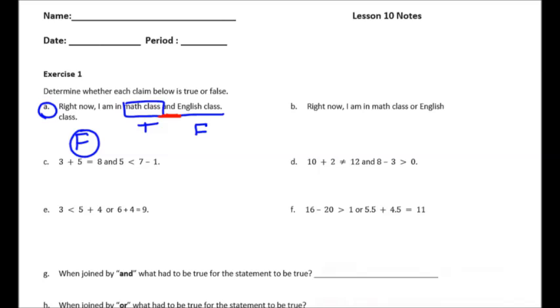Right. Okay, and then looking at part B, thinking about it with just a little bit of a change. Right now I am in math class, which is true, or in English class. Okay, so could that statement be true? Yes, okay? You can be in one class or the other. So the whole statement here is true.